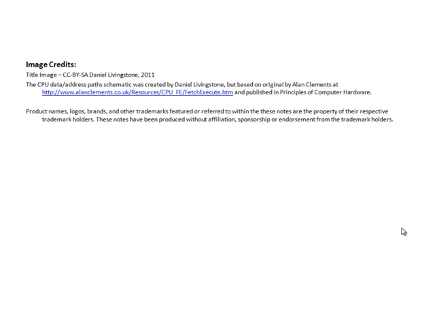The title image is by myself. The CPU data address path schematic shown in this slide was one I created. It was based on an original by Alan Clements. You can see it on his website. And similar diagrams are also available in his Principles of Computer Hardware book.